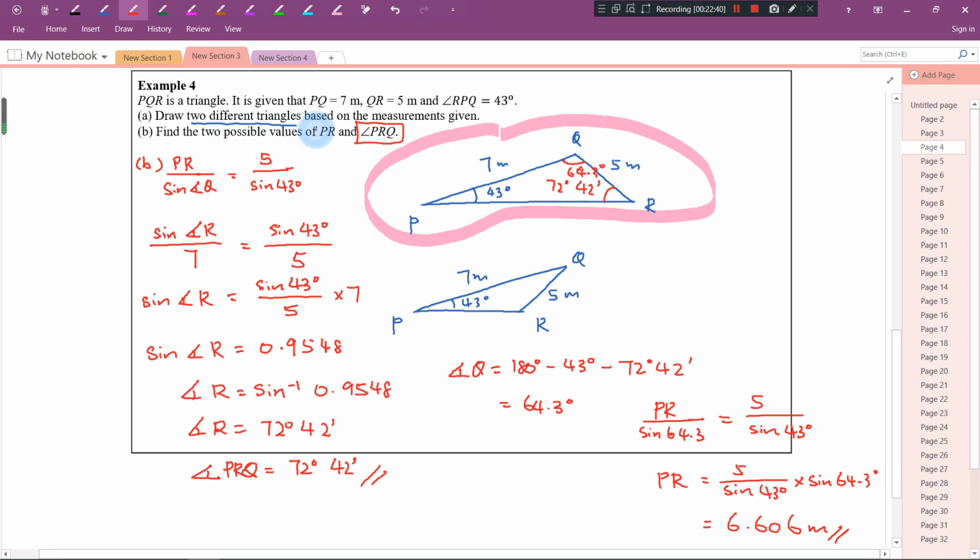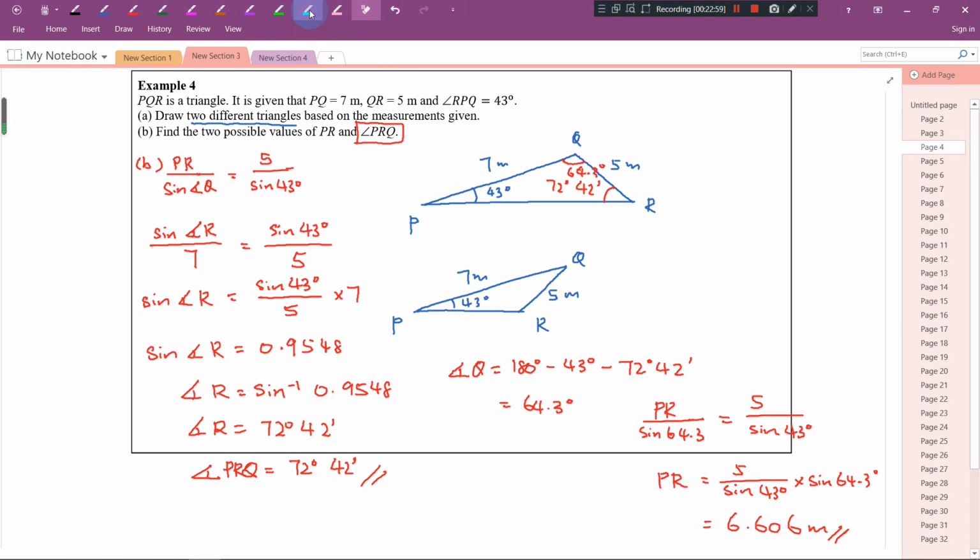The question says find two possible values for PR and PRQ. So we actually have two PR, one is this one and one is this one. And we have two possible values for PRQ as well, one is this one and one is this one. Okay, so we complete this one. Now we proceed to the next triangle.